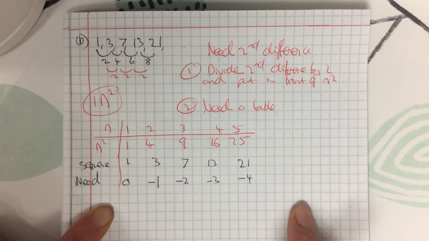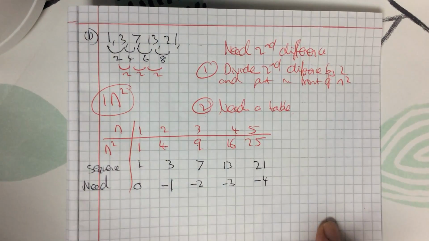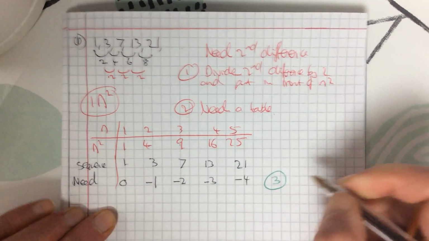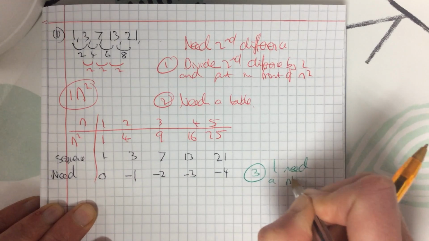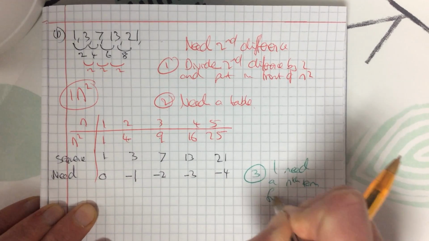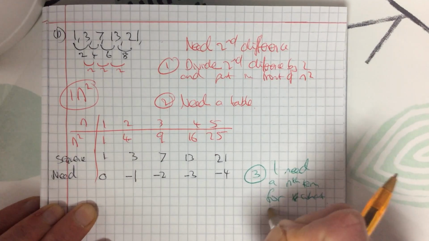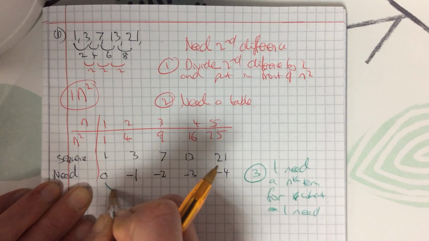I need this. So what I have to now do, if I get a different colour pen, because they're not all the same, I need a third step. I need an nth term for what I need. Very complicated. For what I need. So I need an nth term for this.